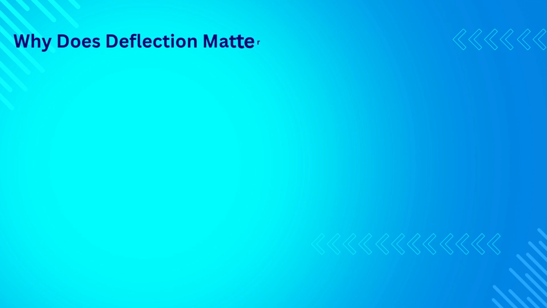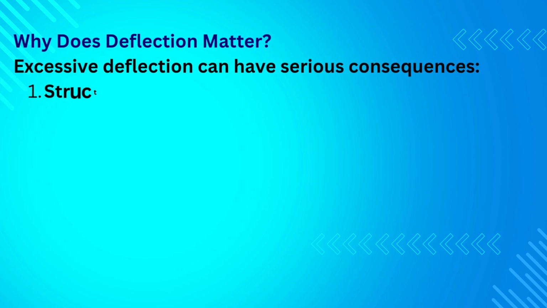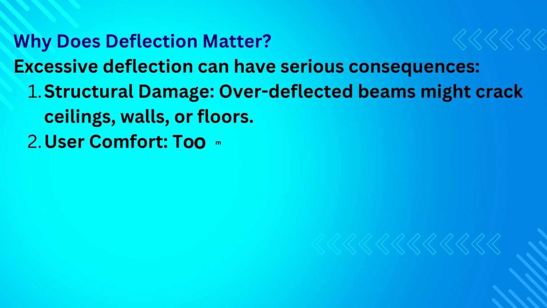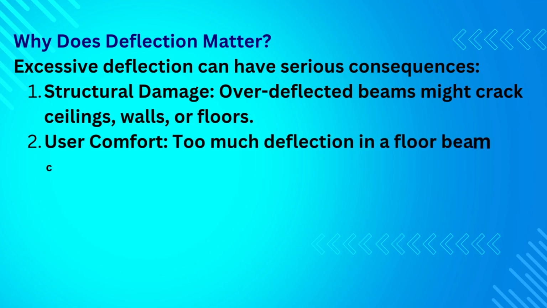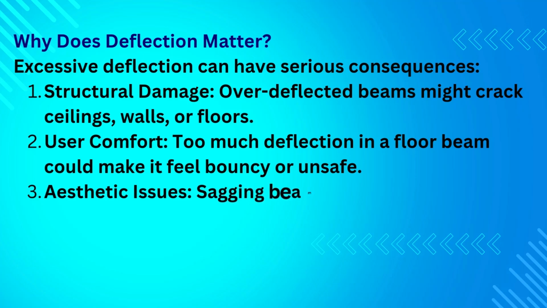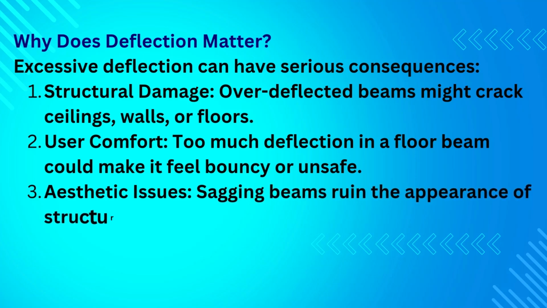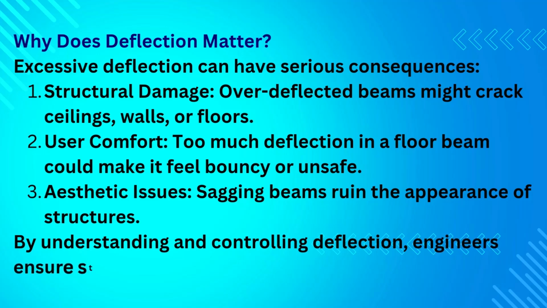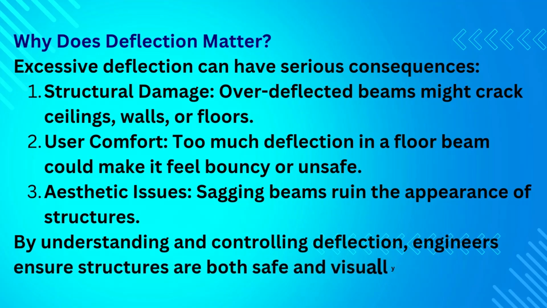Why does deflection matter? Excessive deflection can have serious consequences. 1. Structural damage. Over-deflected beams might crack ceilings, walls, or floors. 2. User comfort. Too much deflection in a floor beam could make it feel bouncy or unsafe. 3. Aesthetic issues. Sagging beams ruin the appearance of structures. By understanding and controlling deflection, engineers ensure structures are both safe and visually appealing.